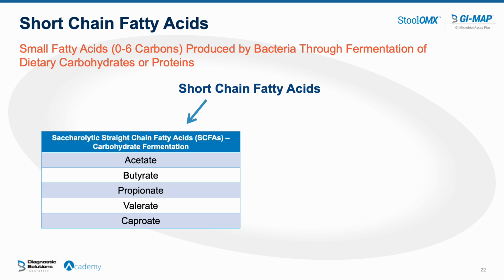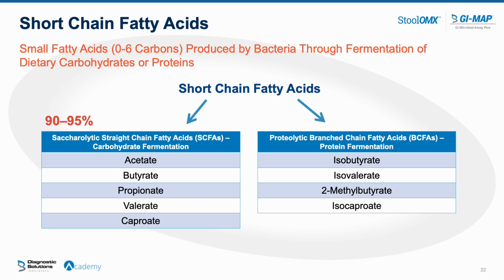The first group is our saccharolytic straight-chain fatty acids, which has the same abbreviation as short-chain fatty acids, and these are produced as a result of carbohydrate fermentation. And we expect them to make up about 90 to 95% of our total short-chain fatty acids. The other group under the heading of short-chain fatty acids is proteolytic branch-chain fatty acids, which are a result of protein fermentation. And we expect these to make up about 5 to 10% of our total short-chain fatty acids.